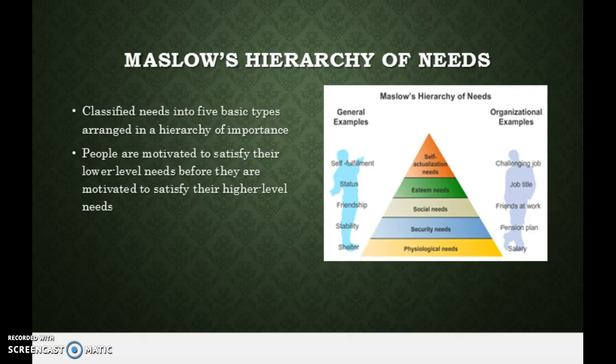Maslow's hierarchy of needs theory classified needs into 5 basic types, arranged in hierarchy of importance. People are motivated to satisfy their lower-level needs before they are motivated to satisfy their higher-level needs.